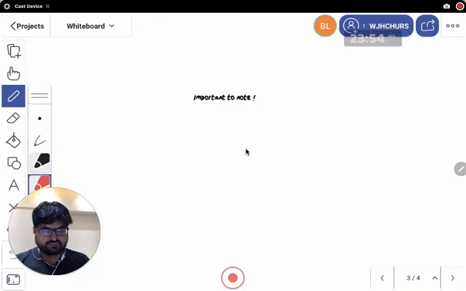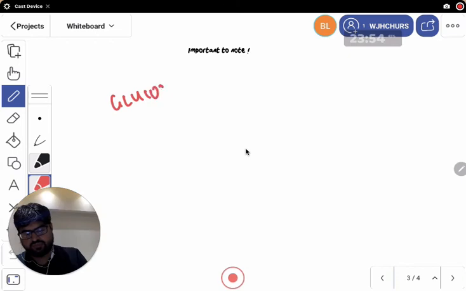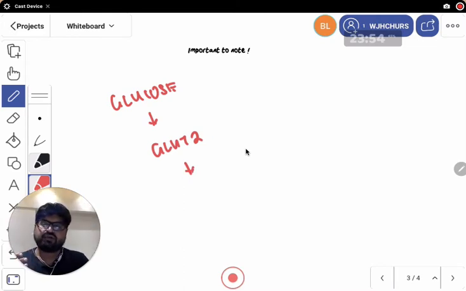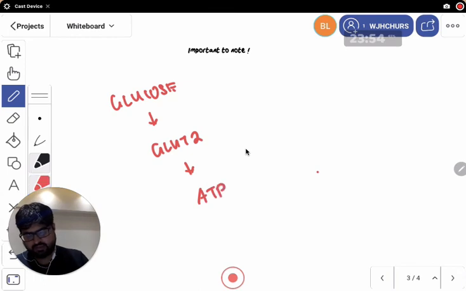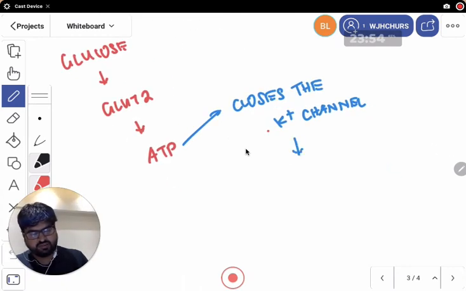So let's summarize this once again. So you have glucose which enters the cell via GLUT2, right? Now on entry, it is acted upon by glucokinase, and then further it goes on to produce ATP, right? Now the ATP closes the potassium channel. Okay, so it closes the potassium channel, and closure of this potassium channel depolarizes the cell.